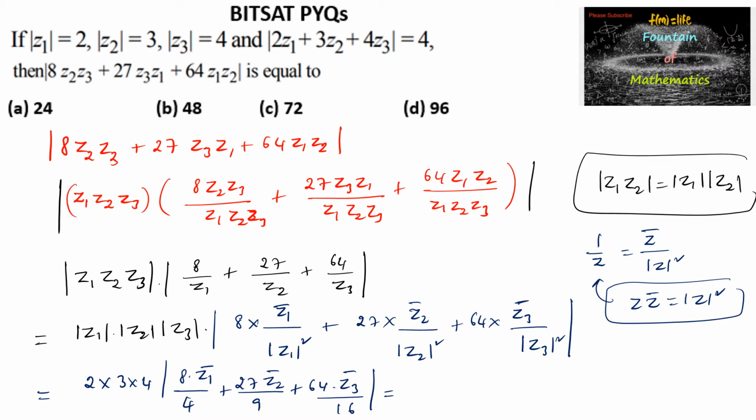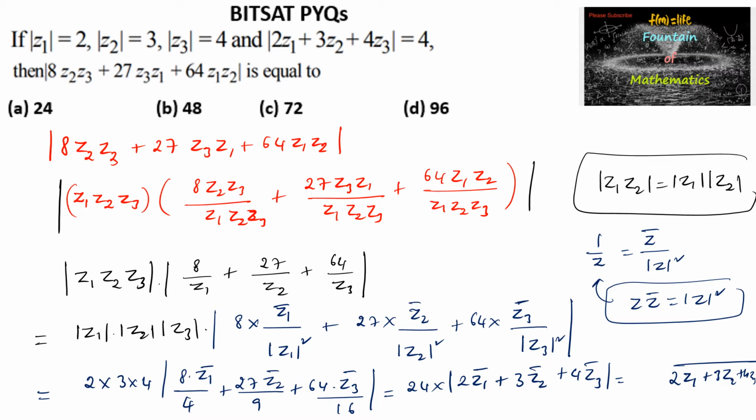So which can be taken as 2 3s are 6, 6 4s are 24 times. Here it is 2 times z1 bar, and here 3 times z2 bar, plus here 16 by 4, 4 times z3 bar, which can also be taken as 24 times 2 times z1 plus 3 times z2 plus 4 times z3 whole bar.